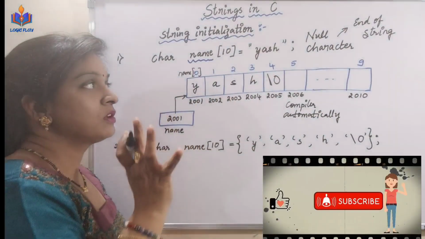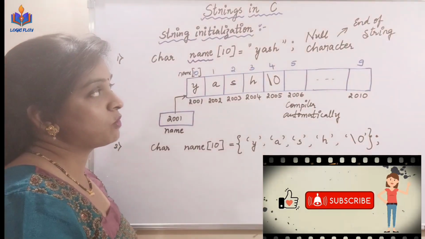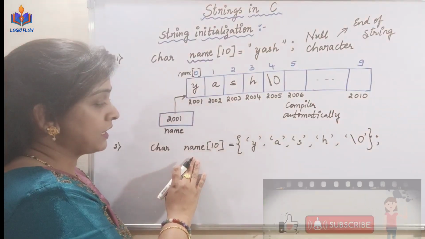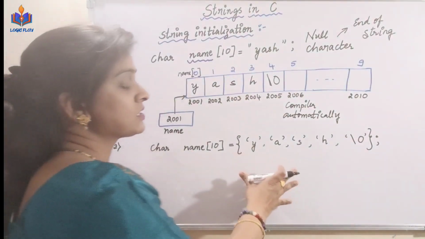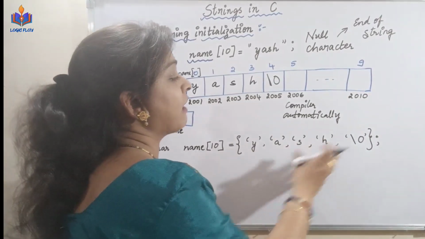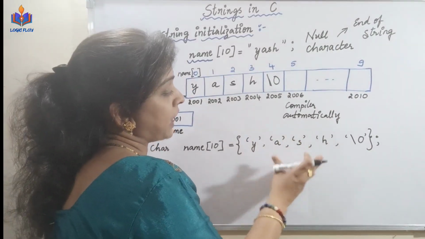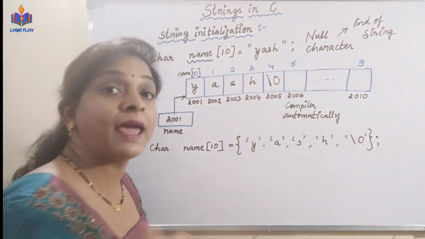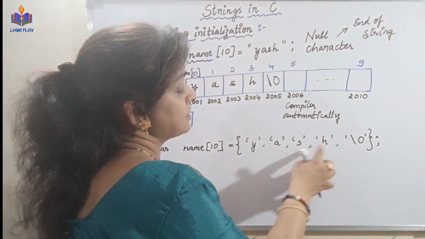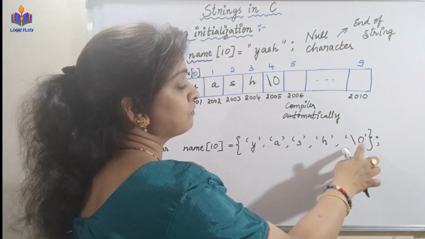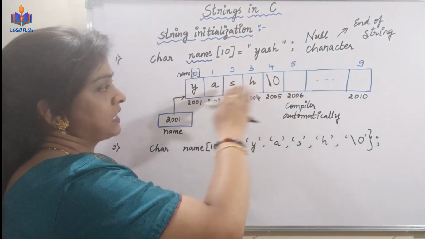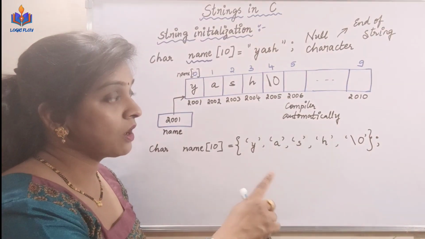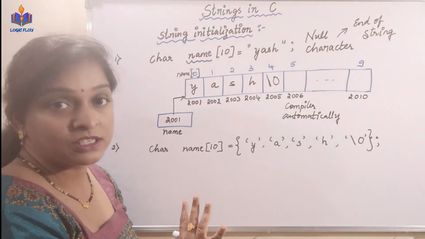Right, so this is how we initialize it. You also have one more method. As usual, data type, array name, and size, I am saying 10. Here I am initializing character by character. When initializing character by character, the user has to mention the null character explicitly. So it is YASH, 4 characters, and the last one will be the null character. It will be stored with the same memory allocation, but we have to mention it explicitly. This is the second method of initializing the string.